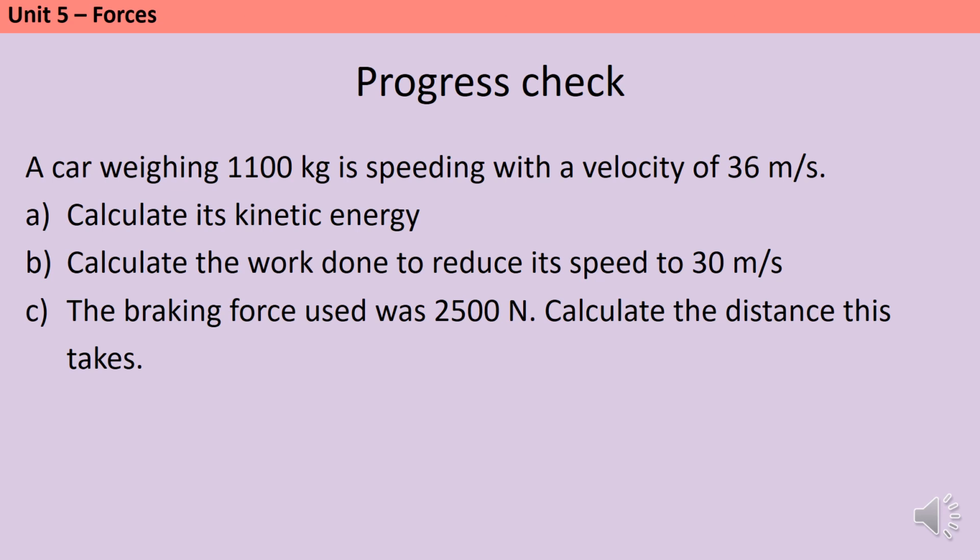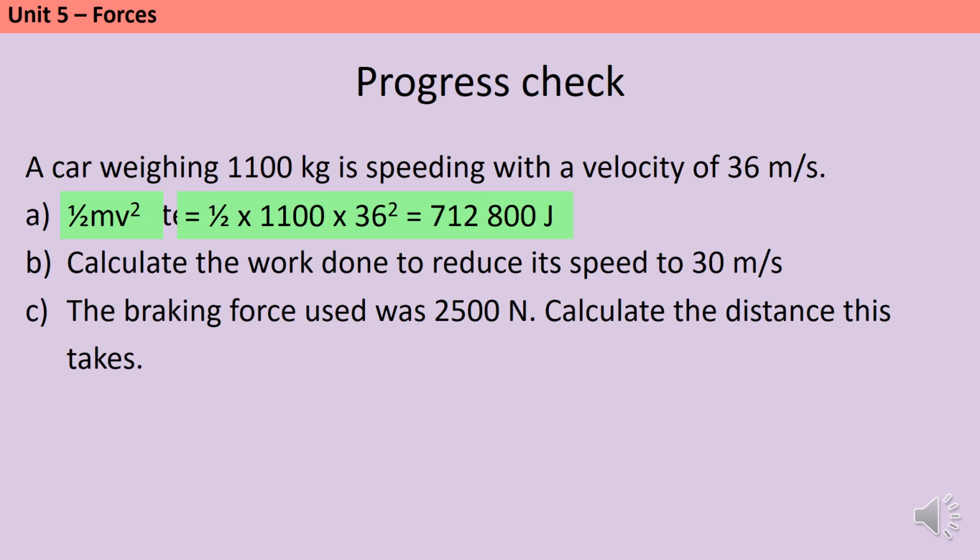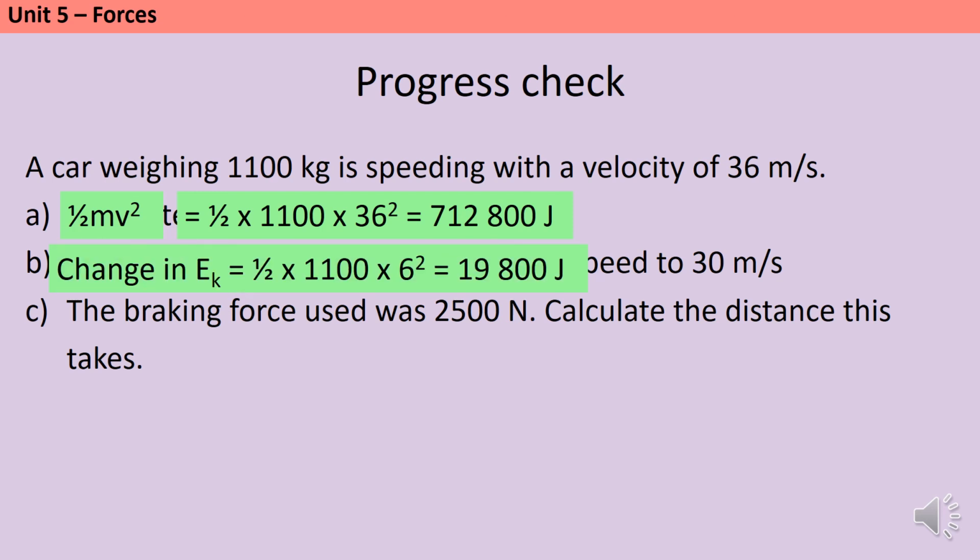For part A, we're going to use the same half mv squared equation that we were using before. So half multiplied by 1100 multiplied by 36 squared gives us 712,800 joules of kinetic energy. Now, there are two ways that we could approach calculating the work done. We could either work out how much energy the car has at the end when it's going at 30 meters per second, or we could just look at the change, so that change in velocity of 6 meters per second. That's the approach that I'm going to take here.